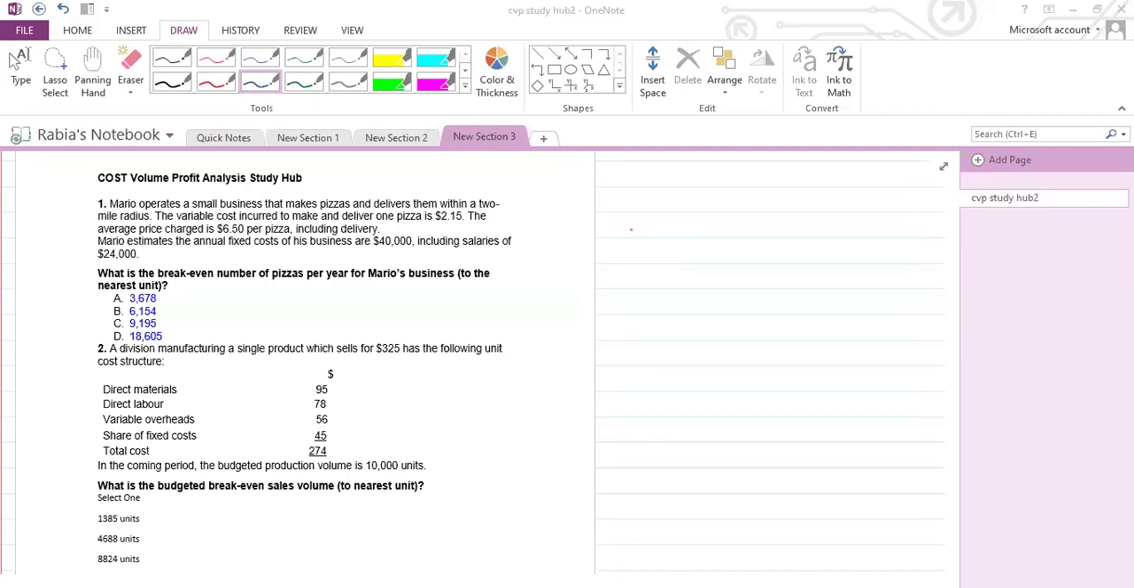Today we are going to discuss Study Hub practice questions on cost volume profit analysis of F5. Now let's start. Question number one.